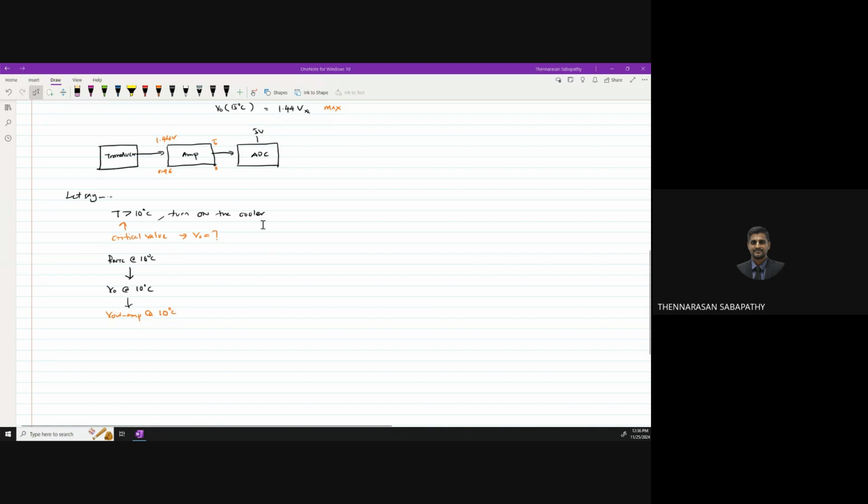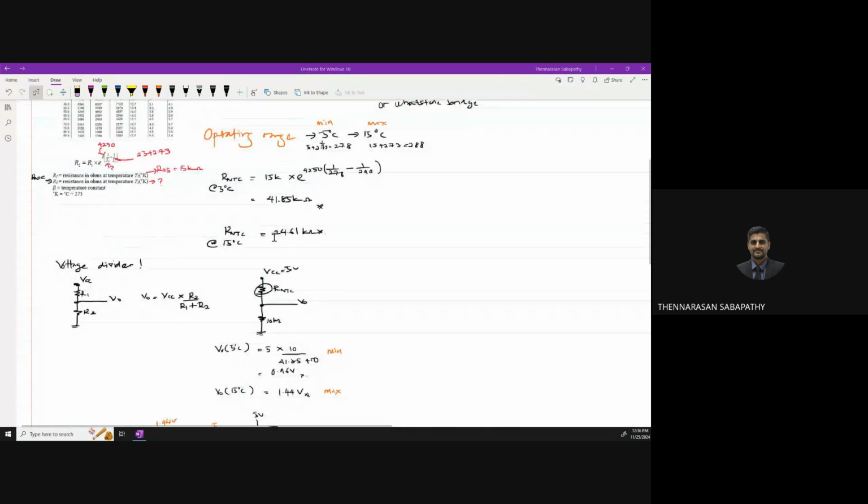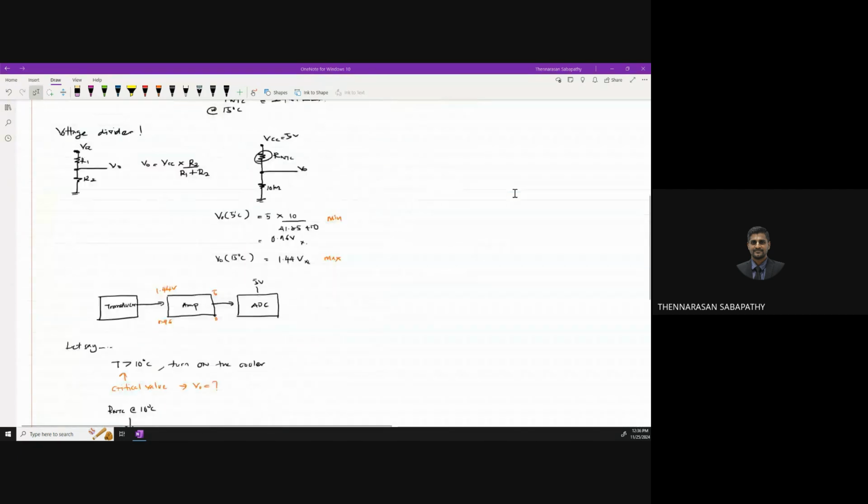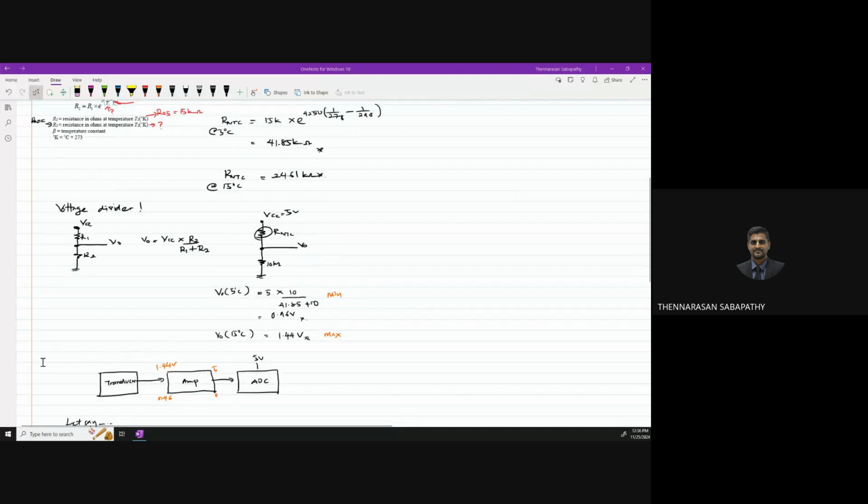Is there any question from your side? Okay, awesome. Try to grab as much as possible of what we're discussing. Okay, I'll give you a 5-minute break before we continue with the other sensor.